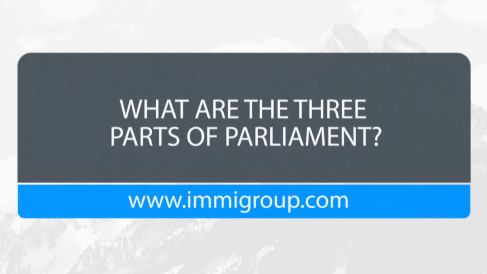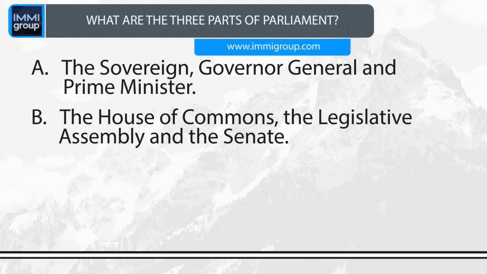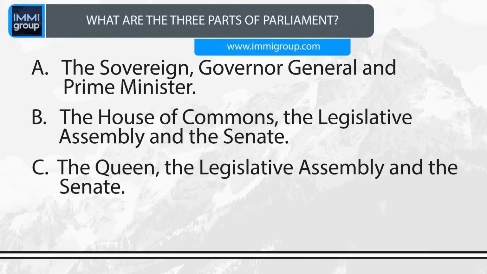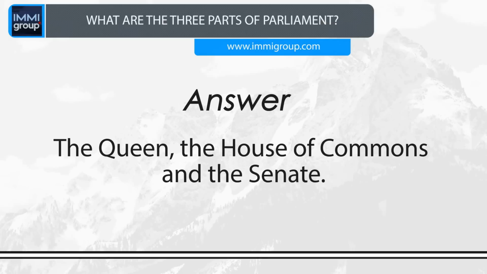What are the three parts of Parliament? A. The Sovereign, Governor-General and Prime Minister. B. The House of Commons, the Legislative Assembly and the Senate. C. The Queen, the Legislative Assembly and the Senate. D. The Queen, the House of Commons and the Senate. Answer: the Queen, the House of Commons and the Senate.